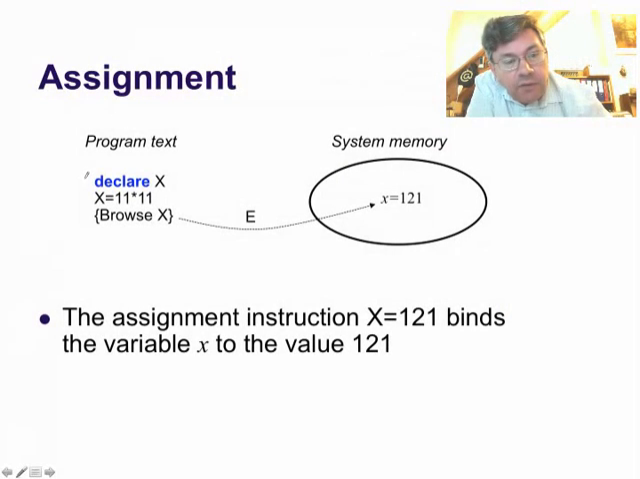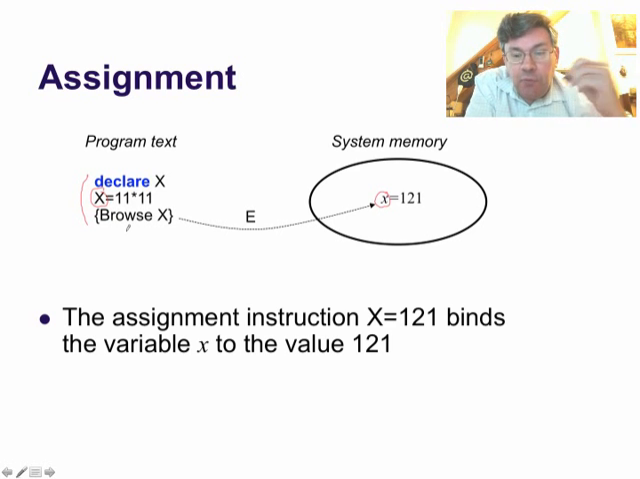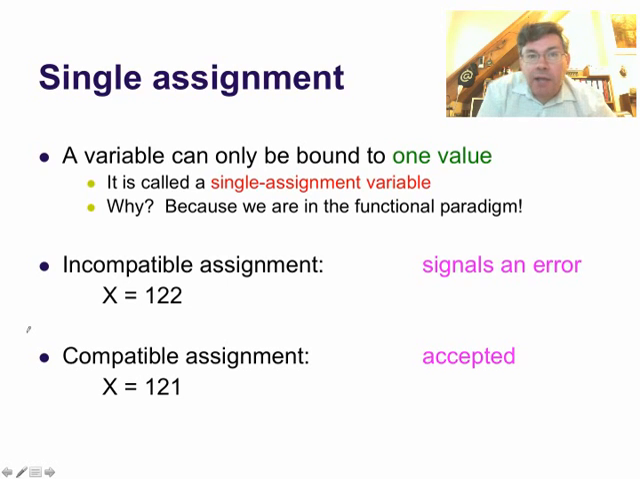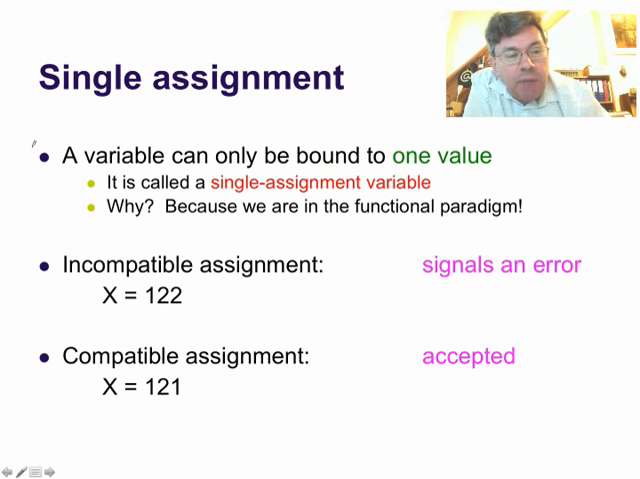So what we've done is, we have this instruction. We have the identifier x, which is linked through the environment E to the variable little x, and we've bound the big X, so the variable little x, to 121. So that's what we've done. That's called assignment. Now, it turns out that we can only bind a variable to one value. If we try to bind it to a second value, it doesn't work. It's called a single assignment variable.